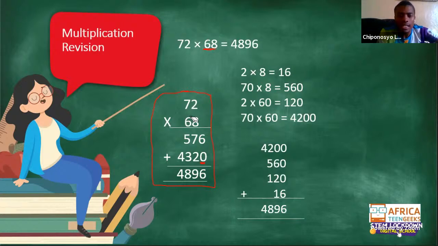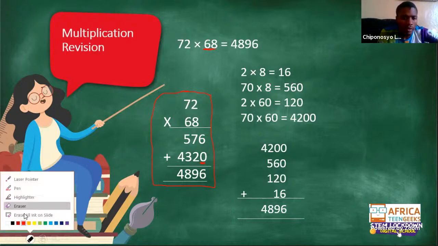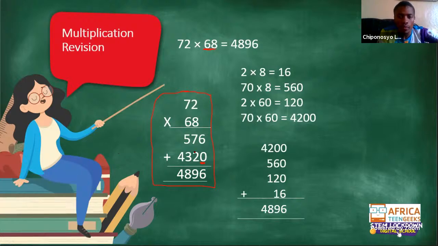Then I say 6 times 2 is what? 12, carry 1. 6 times 7 is what? 42 plus 1 is 43. I add this one to this one. I add 572 to 4,320. I get 4,896. Quickly write this down, guys, so I can show you your homework. We've got about 10 seconds left.